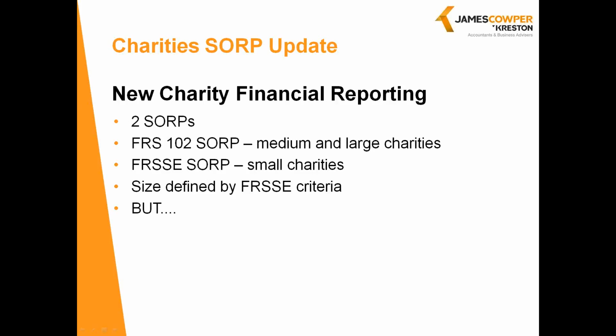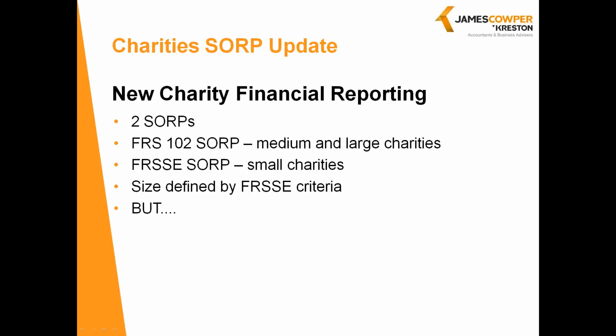So what's happened then? At the moment, or in the past, we had one SORP, SORP 2005. We now have two SORPs. We've got a SORP based on FRS 102, and that is, in theory at least, for medium and large charities. And then we've got a SORP based on the FRSSE, and that, in theory, again, at least, is for smaller charities, or for charities which qualify as small charities. And that size is defined by criteria set out in the FRSSE.